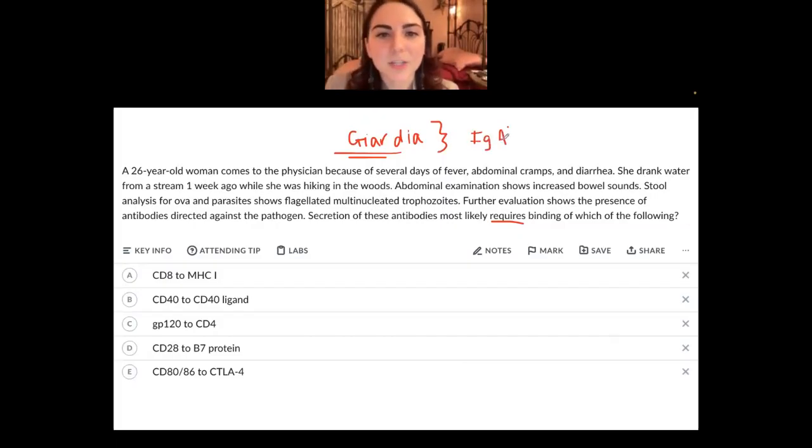So you need IgA to protect against Giardia. But this is saying secretion of these antibodies, IgA, most likely requires binding of which of the following. A lot of you guys did pick up on this. It's asking which one of these is a signal that's absolutely required to get class switching from IgM to IgA. So this one's going to be B. This is your co-stimulatory signal for B cells.